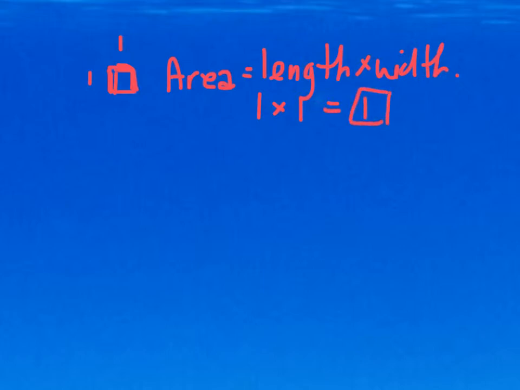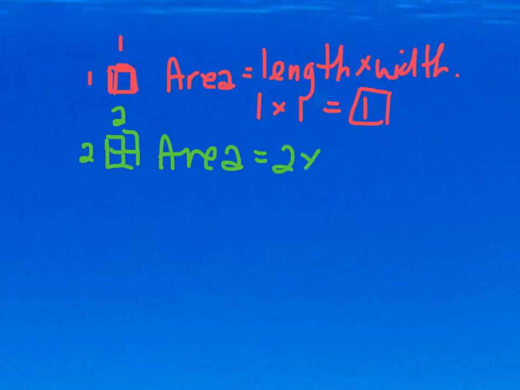So what about a 2 by 2 square, like that? So that's a width and length of 2 units by 2 units. So the area of that square would be 2 times 2, which is 4.